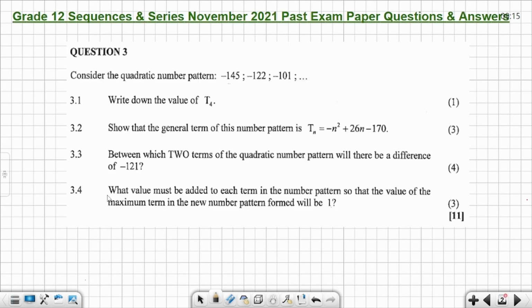And now the last question, what value must be added to each term in the number pattern so that the value of the maximum term in the new number pattern formed will be 1? So you have this quadratic number pattern. What you can do first is to find the maximum number in this quadratic number pattern, and then from there you will see how much you need to add so that the new maximum value can be 1. Okay, let's get the maximum value first.